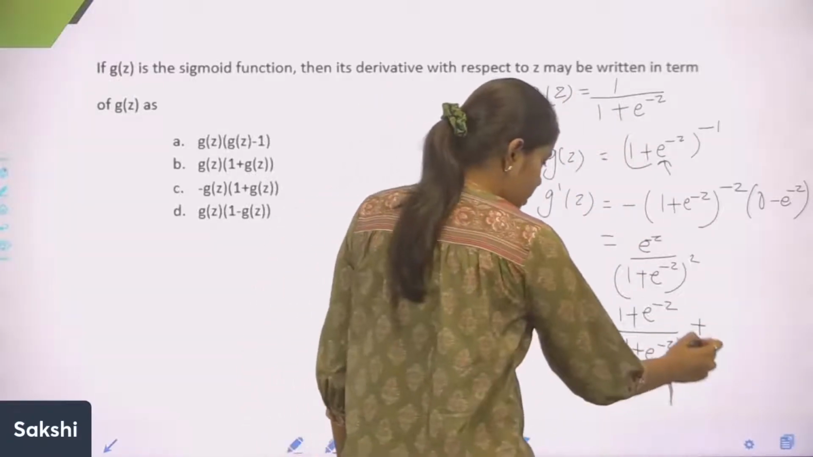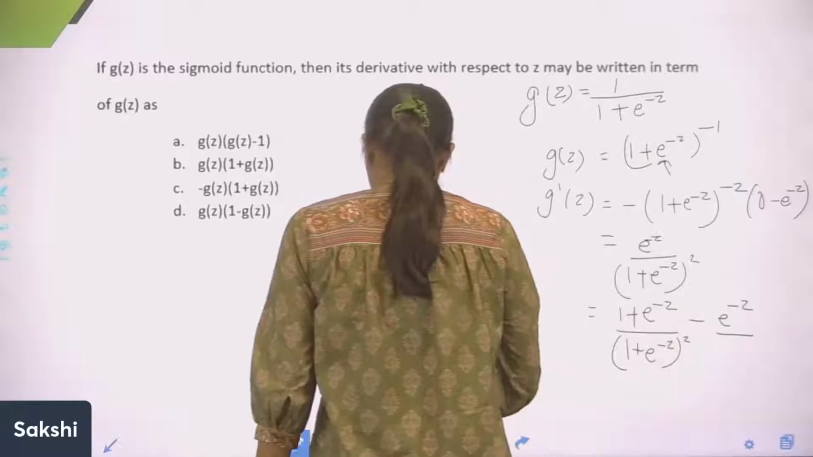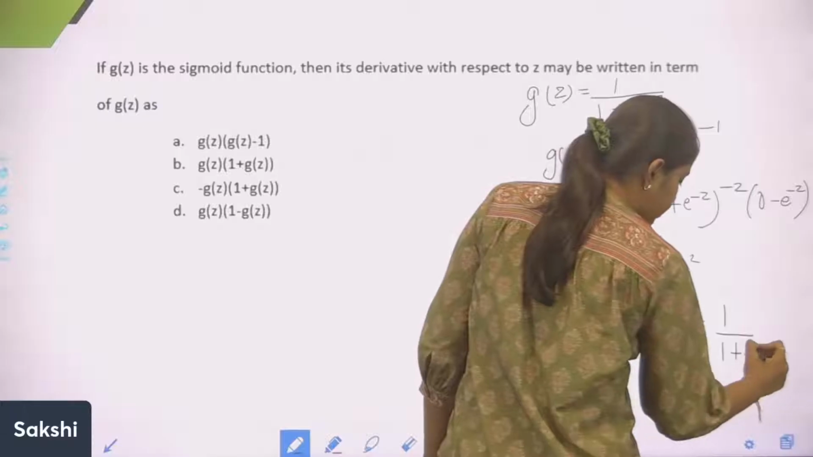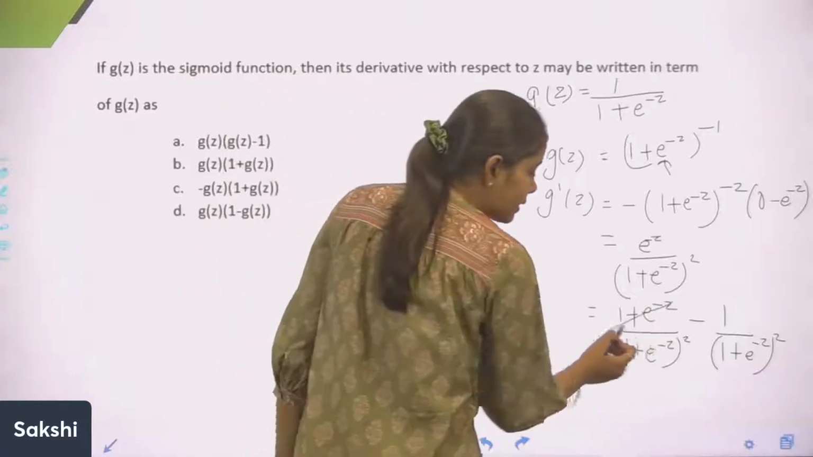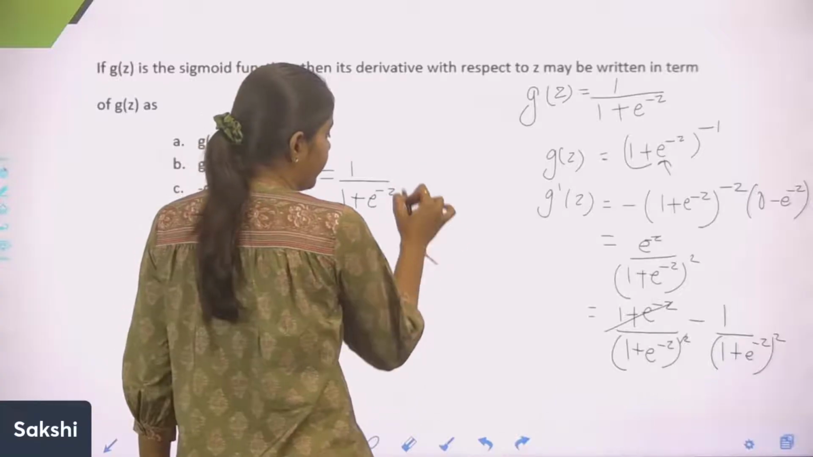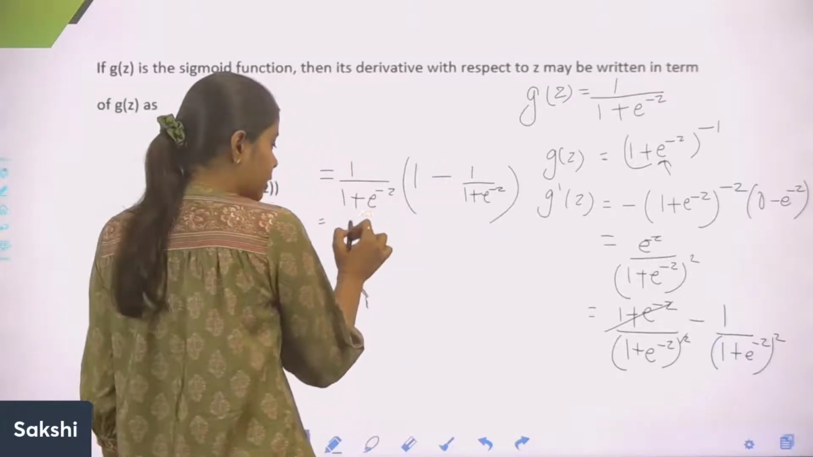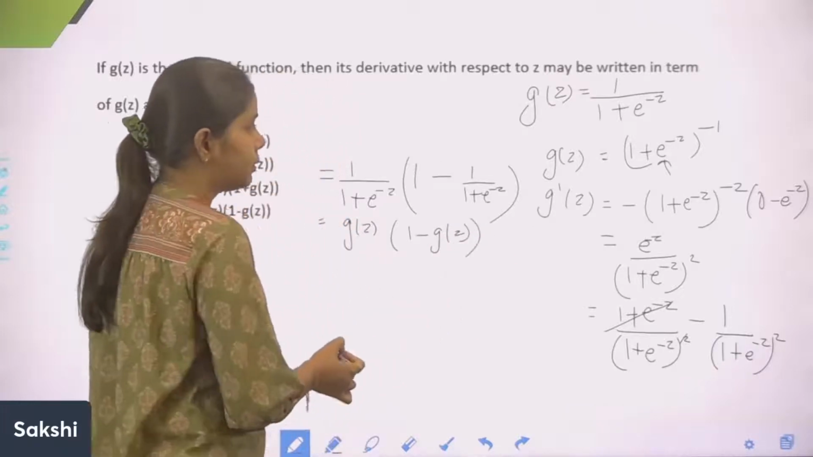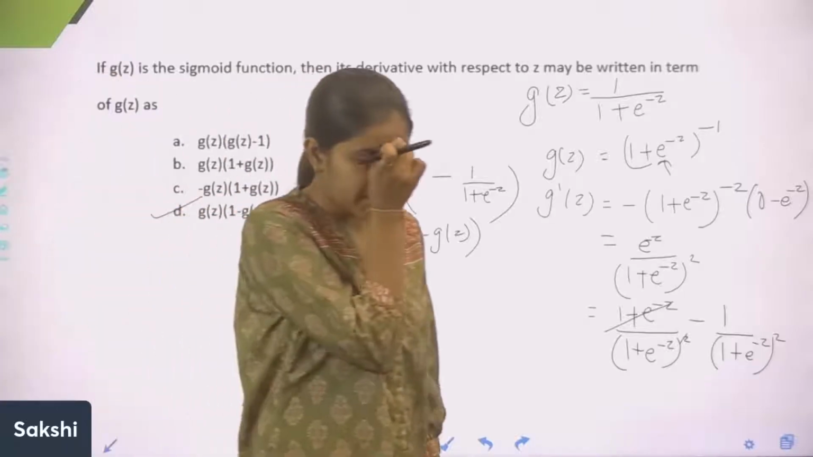or let's say not plus, let's write minus 1, sorry, minus 1 upon (1 plus e to the power minus z) square, right? Now this gets cancelled. You can take 1 upon 1 plus e to the power minus z outside: 1 upon 1 plus e to the power minus z times 1 minus 1 upon 1 plus e to the power minus z. You are left with this, and what is this? This is nothing but g(z), and this is nothing but g(z). So you can see that the derivative of the sigmoid function is g(z) into 1 minus g(z). I hope this thing is clear.